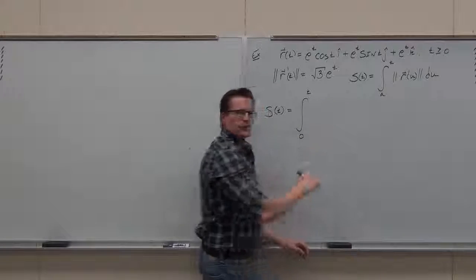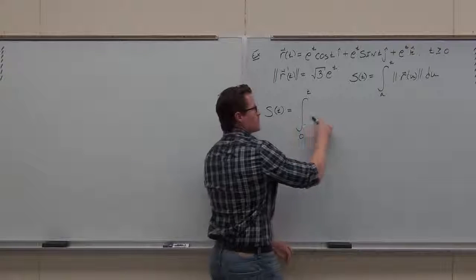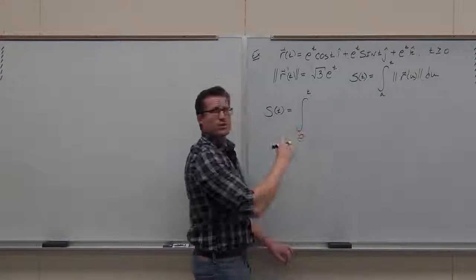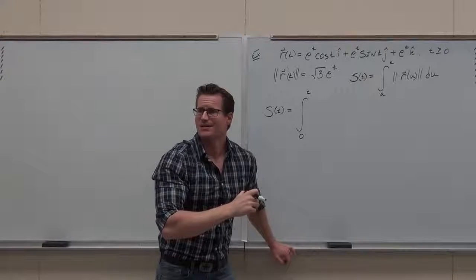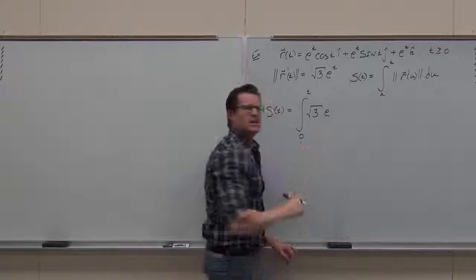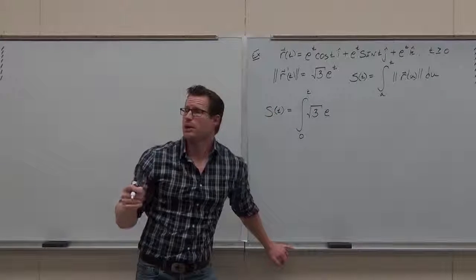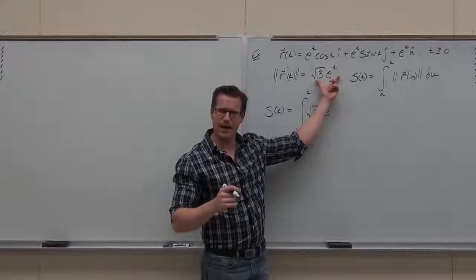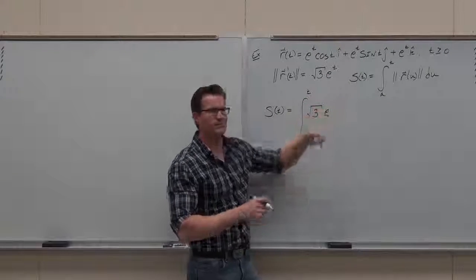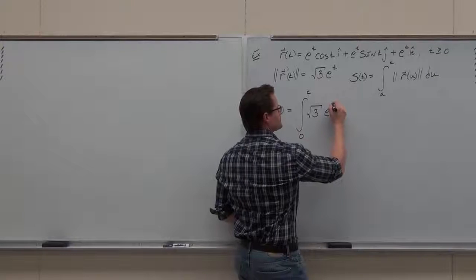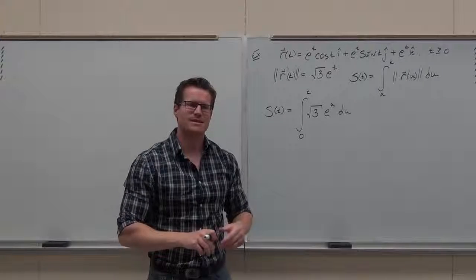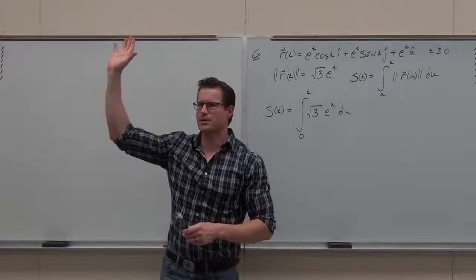Be careful, what goes here? What's in here? Square root of 3, e to the what? The u. Any place you see the t, just put a u. It's a dummy variable, and when we plug the t in later, it takes care of everything for us. Then we integrate du. That's the idea. Show of hands, feel okay with this idea?